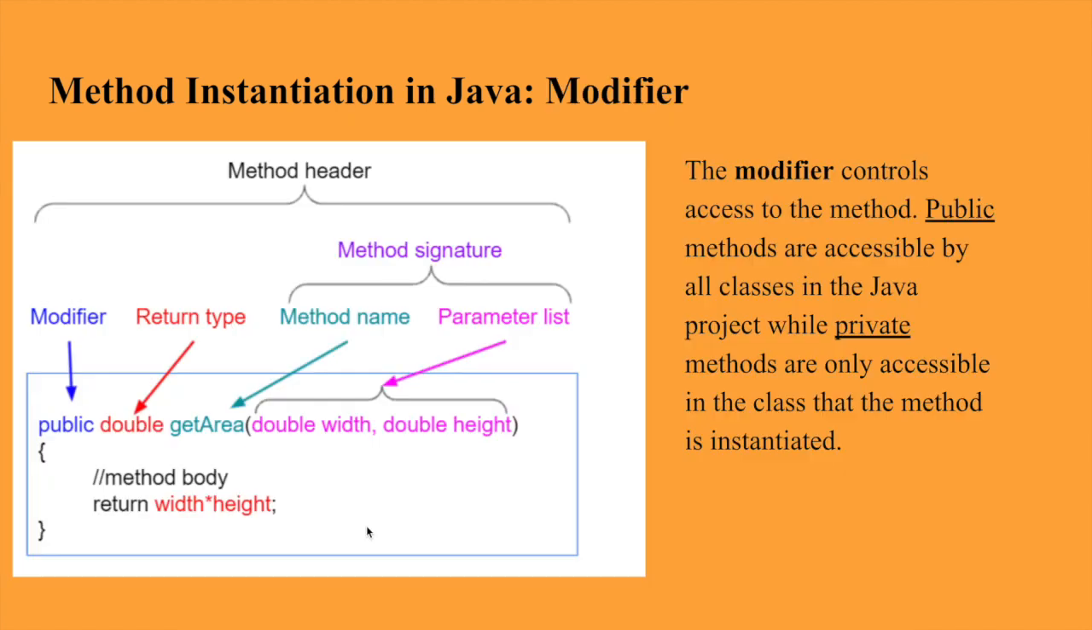But what does this mean? The first one is public, the modifier. The modifier controls access to the method. Public methods are accessible by all classes in the Java project, while private methods are only accessible in the class where the method is instantiated. For our course, we're only going to use public methods. I don't think I've ever used a private method in this course.